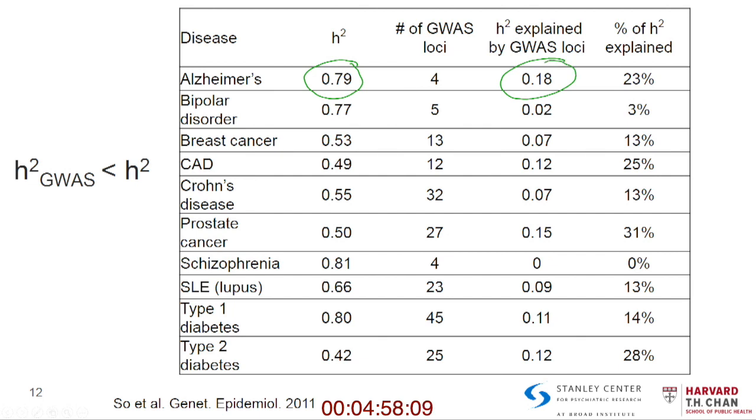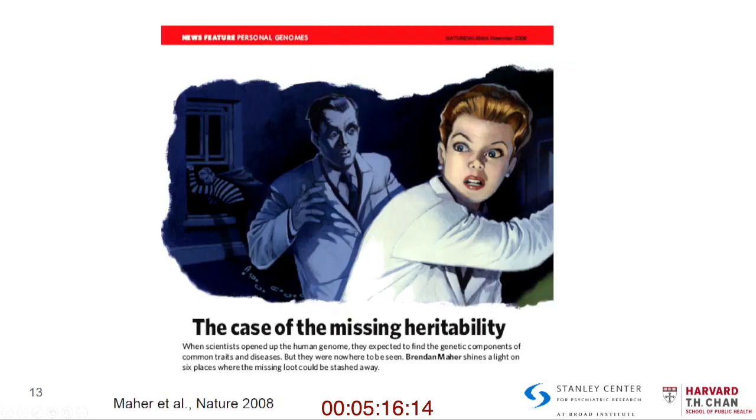And the same thing applies to all other disorders, including bipolar, breast cancer, cardiovascular disorders, so on and so forth. The phenotypic variance explained by the significant SNPs is just a proportion of the heritability you were able to find using the twin studies. And this is covered very beautifully in a Nature article published in 2008 and termed as the missing heritability.